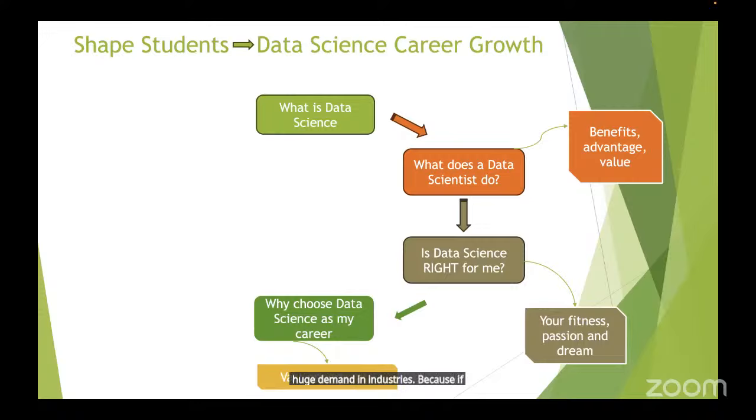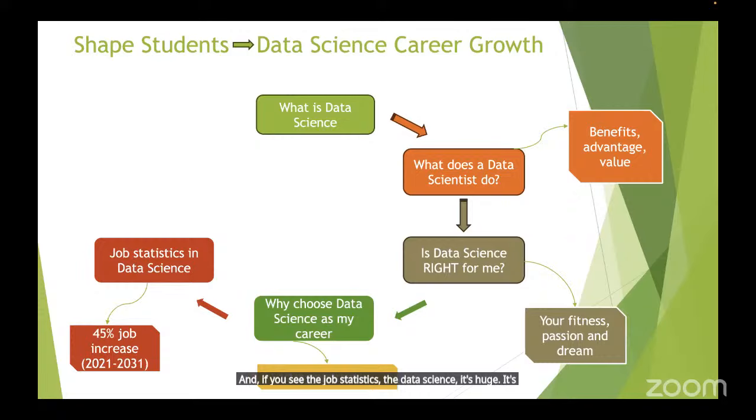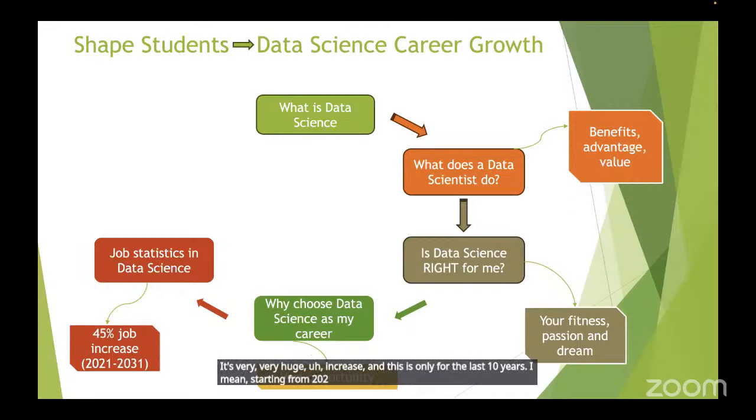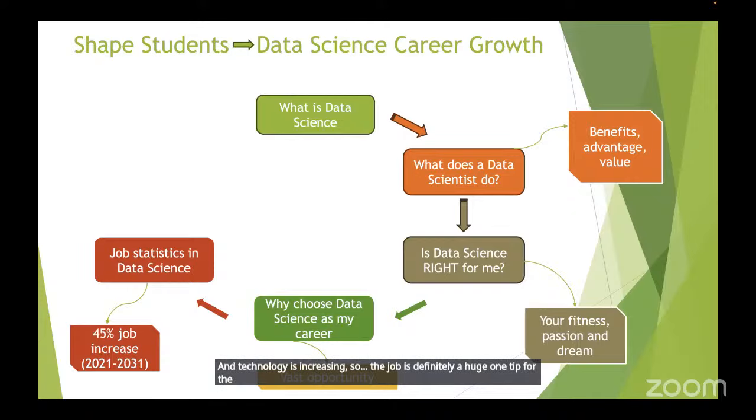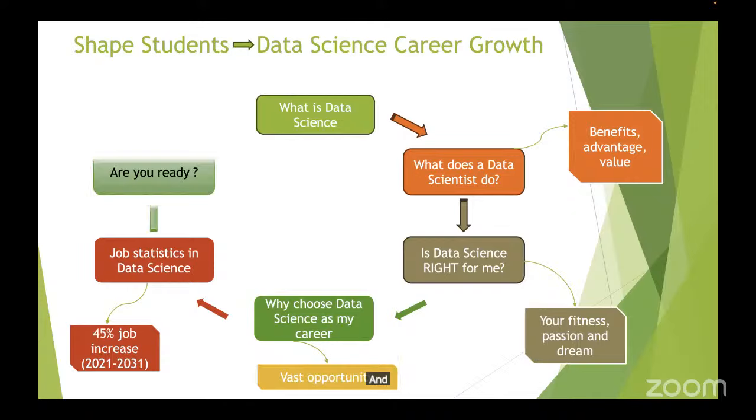Because if you see, every industry is now moving towards AI. So there is a huge want of data scientists and data engineers to process the data. And if you see the job statistics, for data science it's huge. It's a 45% increase, a very, very huge increase. And this is for the last 10 years, I mean, starting from 2021, and it keeps on increasing as technology is increasing. So the job is definitely hugely wanted for data scientists in industries. And once you are fit for that, then yeah, I am ready for that.